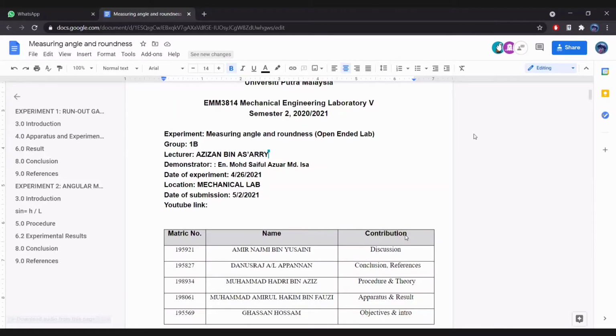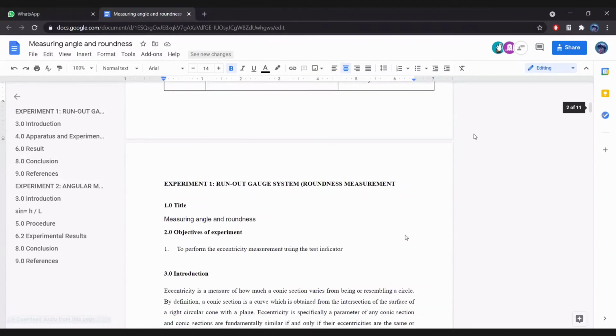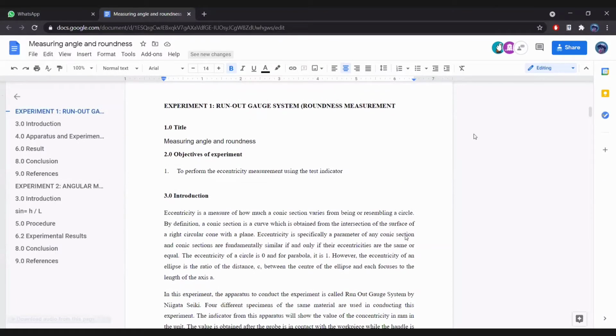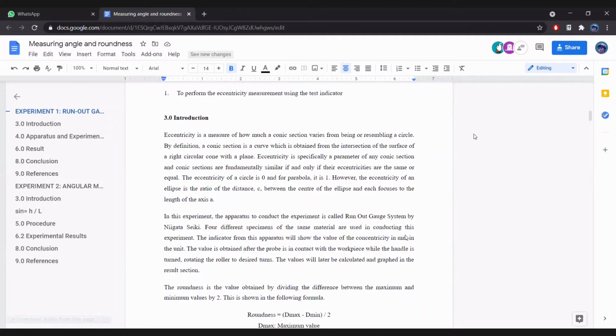So let's get started. The objective of this experiment is to perform the eccentricity measurement using the test indicator. Eccentricity is a measure of how much a conic section varies from being or resembling a circle. By definition, a conic section is a curve obtained from the intersection of the surface of a right circular cone with a plane. Eccentricity is specifically a parameter of many conic sections, and conic sections are fundamentally similar if and only if their eccentricities are equal.